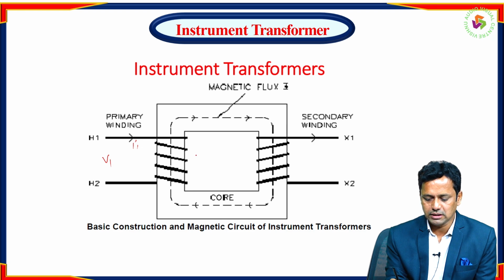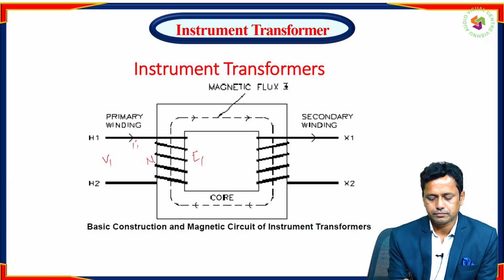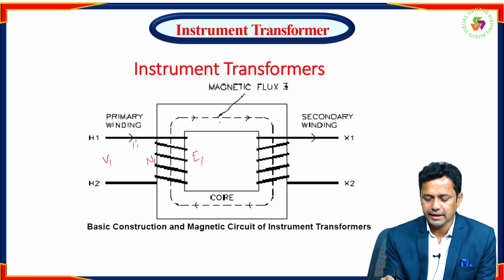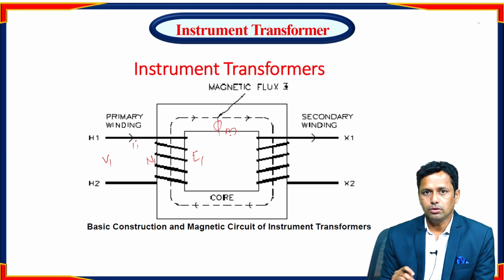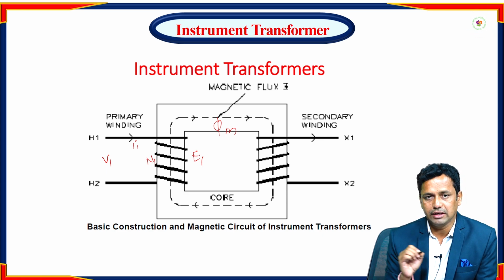In this case, the voltage is also generated here. That is called E1, and the number of turns we don't know. So the number of turns is called N1. So flux will be generated. That flux is called the maximum flux. So whenever you give the supply to the primary side, the flux will be generated, and the output voltage is also generated. That is called E1.